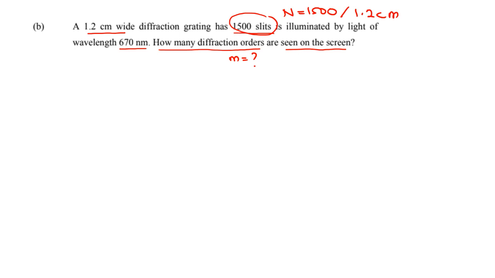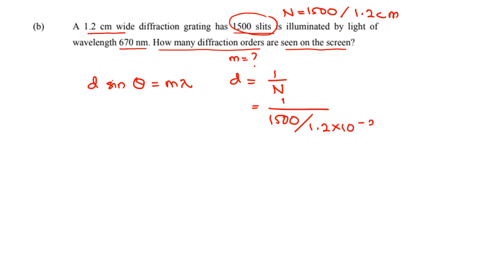So what should we do? We have the formula d sine theta equals m lambda, and d equals 1 over n. Substitute n equals 1,500 per 1.2 cm, meaning 1.2 times 10 to the power of negative 2. You calculate and get 8 times 10 to the power of negative 6 meter.